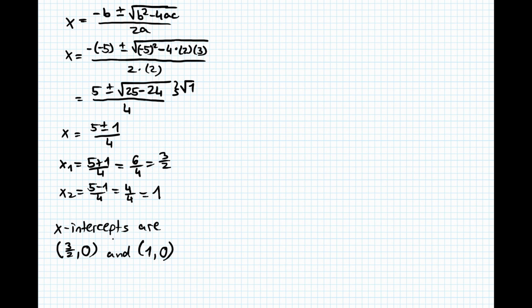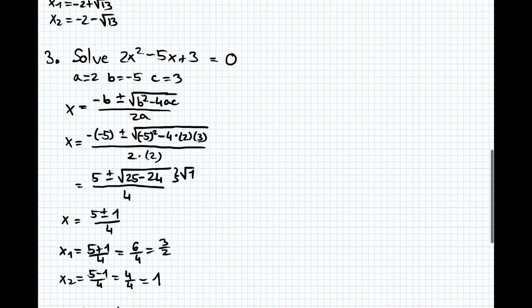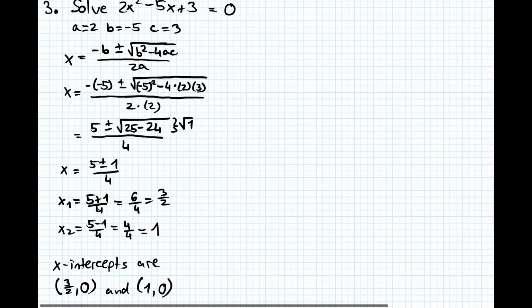Alright, that's it for this video. In the next video we'll talk about the discriminant, which is this part here, b squared minus 4ac, and how you can use the discriminant to determine if your quadratic expression will have one solution, two solutions, like here we had two solutions, or no solution at all. See you soon.